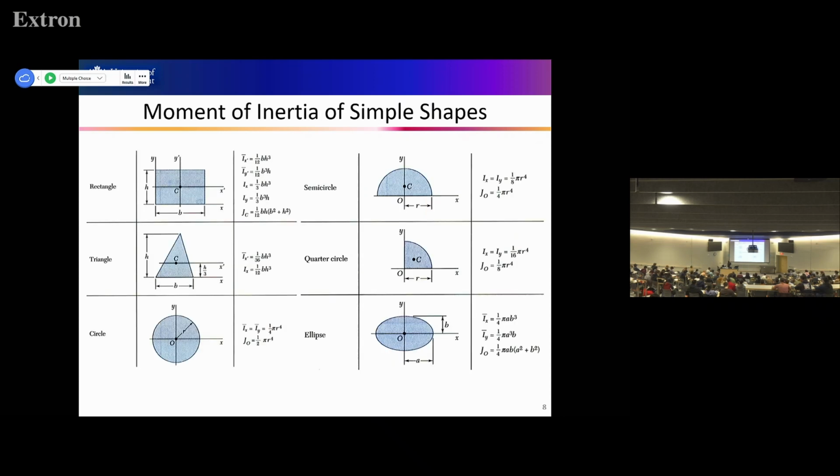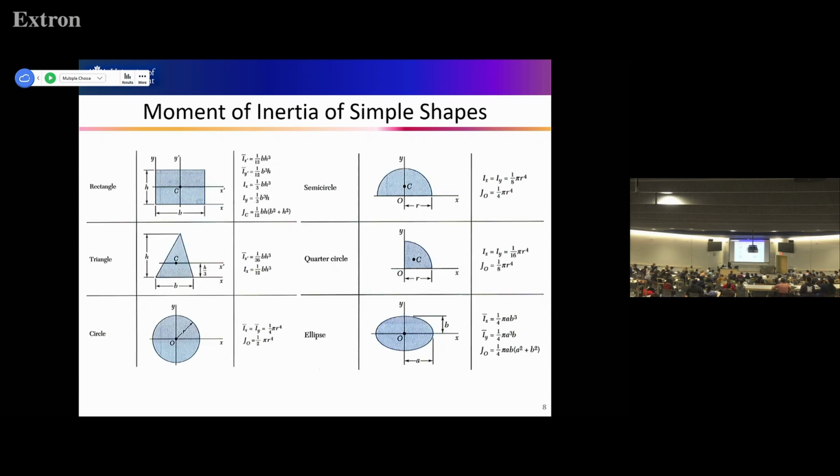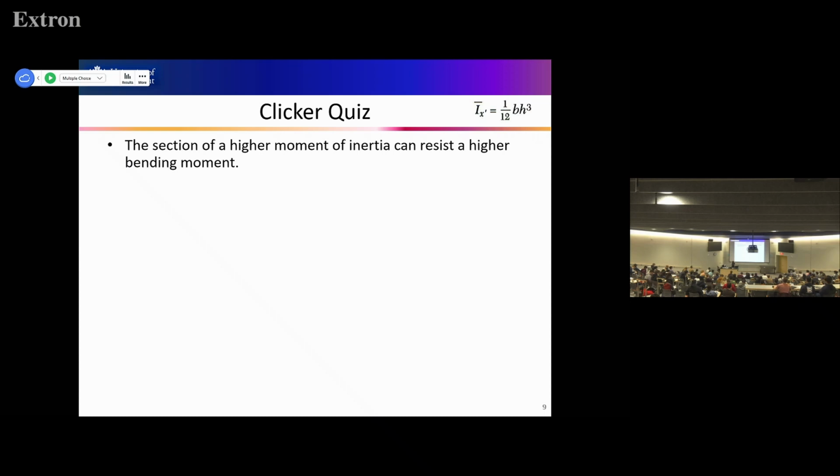So, transition to the second learning objective, the moment of inertia of a composite shape. For the simpler shapes, all the equations for moment of inertia are defined here. And for composite shapes, we should use the divide and conquer method.